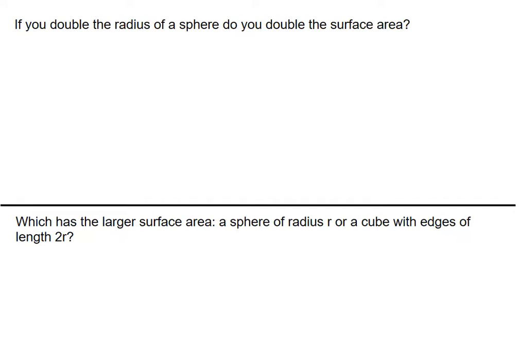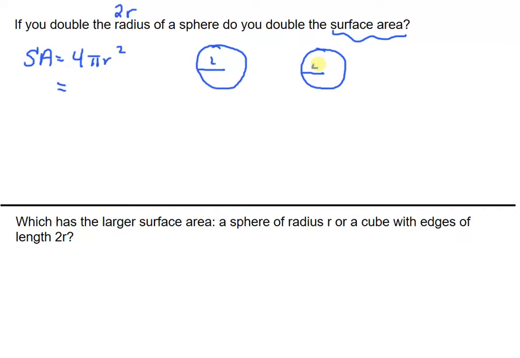Investigation: if you double the radius, so we're talking about 2r, of a sphere, do you double the surface area? Okay, so recall the surface area is 4 pi r squared. Let's make one sphere with radius 2, and one sphere with radius 4. A little bit different than the 1 and the 2. So let's do the surface area of the first one. It's number 1, this is number 2.